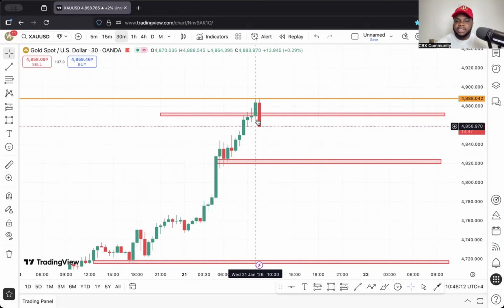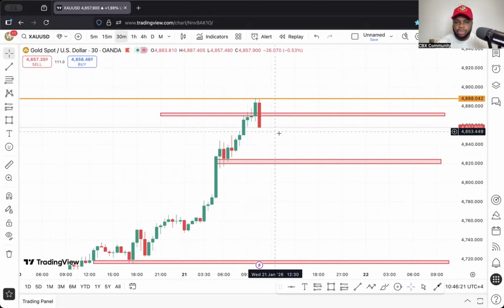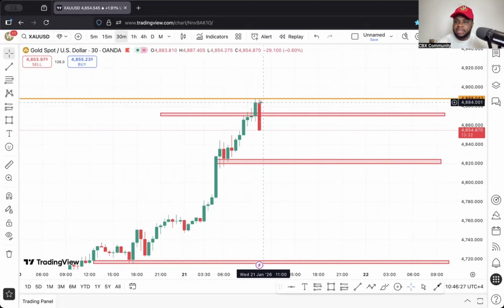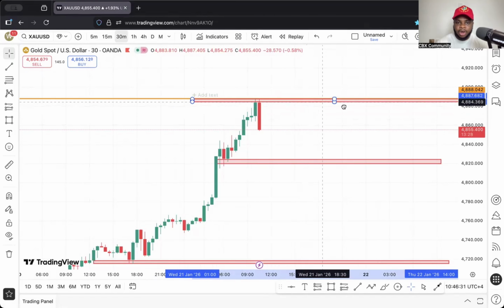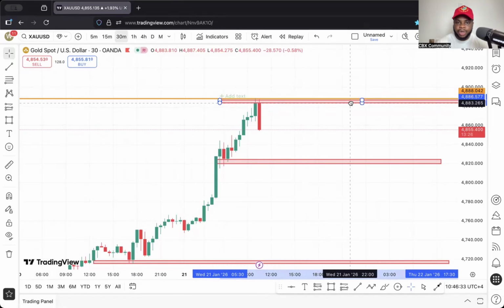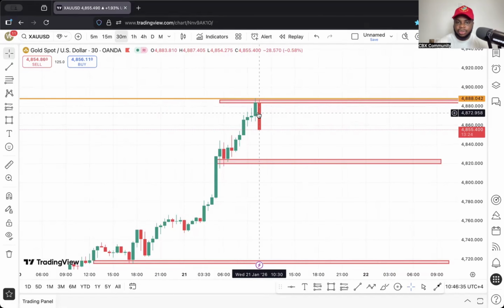But the moment this candle closes with a bearish candle, which this 30 minutes candle has 13 minutes left to close, that means we identify this zone as our recent resistance. So for now, we don't need to do anything. All we need to do is wait for this candle to close.